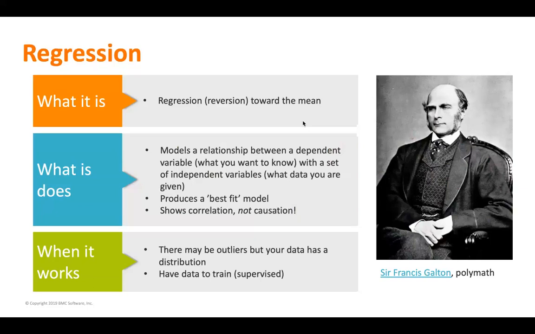Now, the other key point is that you do need to have data to train. So if you look at our previous session, we talked about supervised versus unsupervised machine learning. This is a supervised machine learning task. So you need to have data to train, and you need to know what your outcome looks like so that you can create your model.